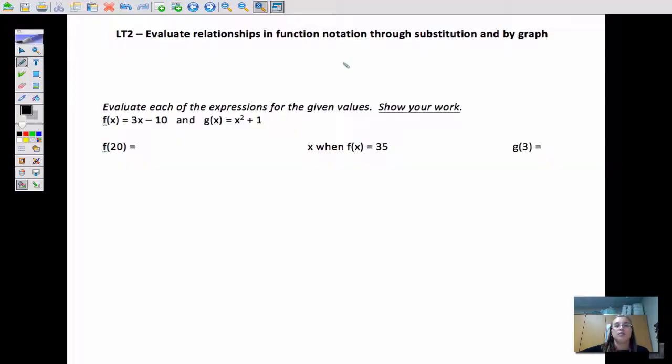Learning target 2, you needed to evaluate function notation. We're going to do it using equations first. We're going to substitute our values in. f of 20 just means I'm going to take my function f and I'm going to input a 20.